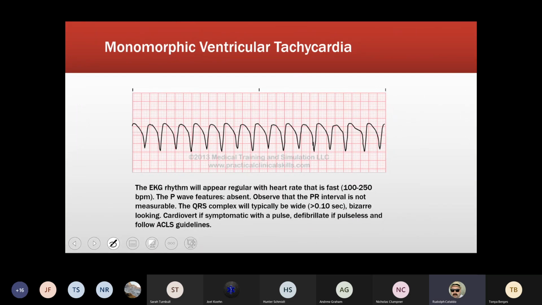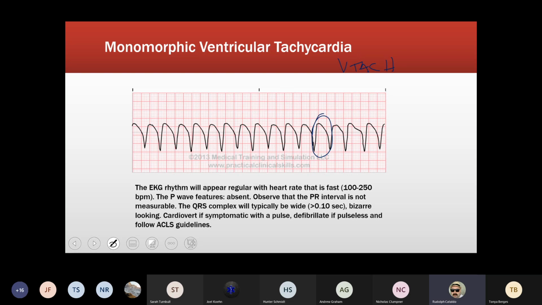Another common one, VTAC. If you've ever seen it, has anybody seen VTAC on a monitor before? Yes. Okay. Abbreviated as such, VTAC, which is ventricular tachycardia. Remember, these complexes are wide, so it's from the ventricles, and it's fast. This is classified as monomorphic VTAC because they all look the exact same. Again, this is a shockable rhythm. The treatment is the exact same as for VFib if the patient is in cardiac arrest.